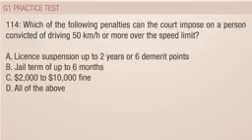Question 114. Which of the following penalties can the court impose on a person convicted of driving 50 km per hour or more over the speed limit? A. License suspension up to 2 years or 6 demerit points. B. Jail term of up to 6 months. C. $2,000 to $10,000 fine. D. All of the above.